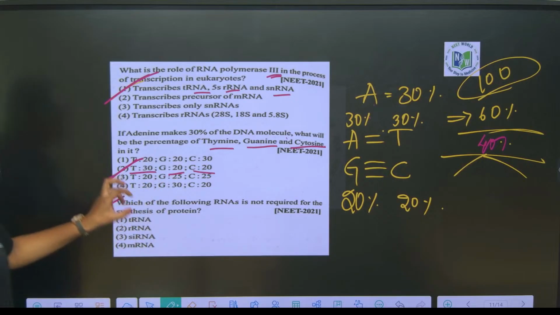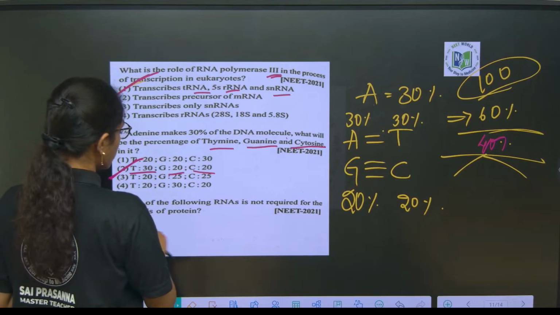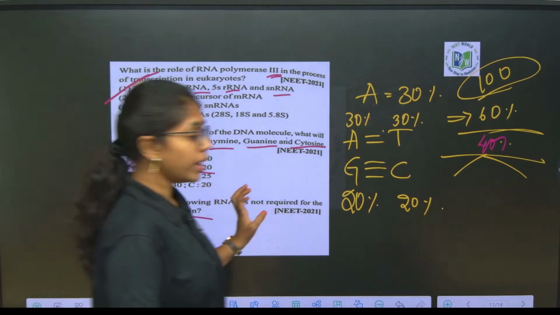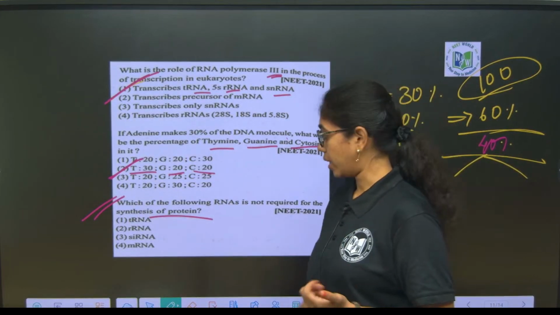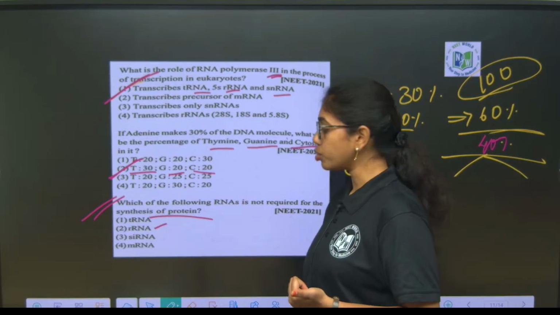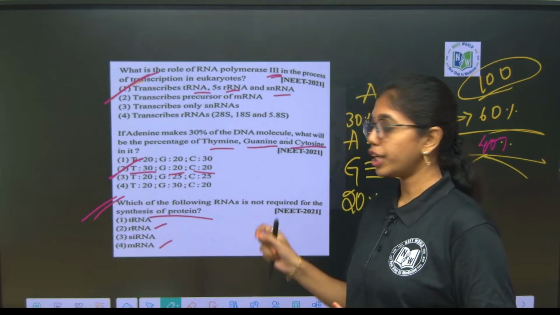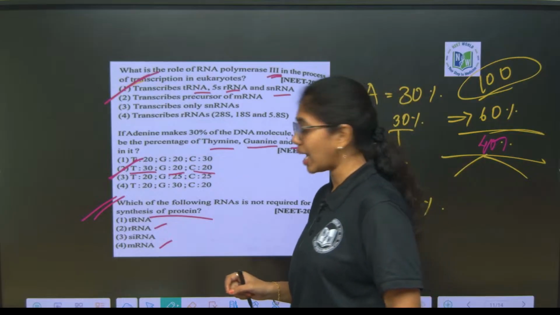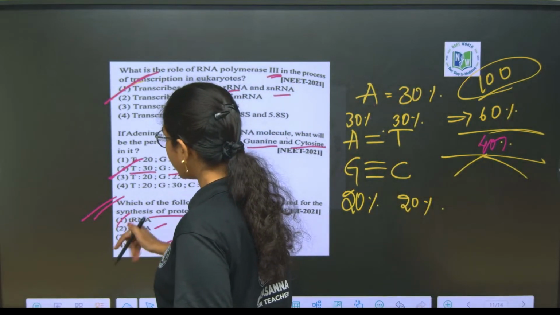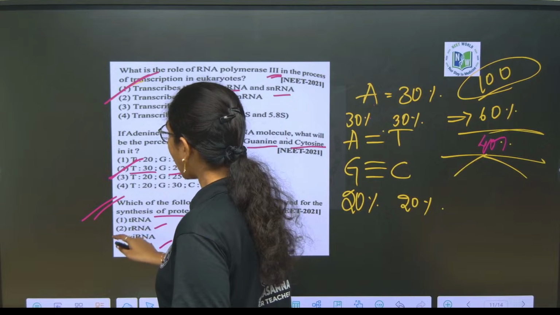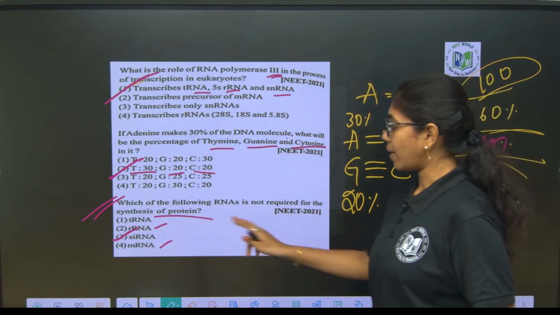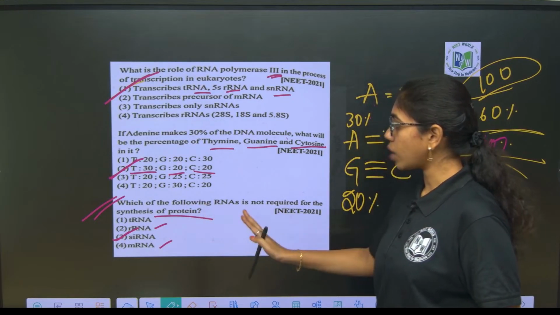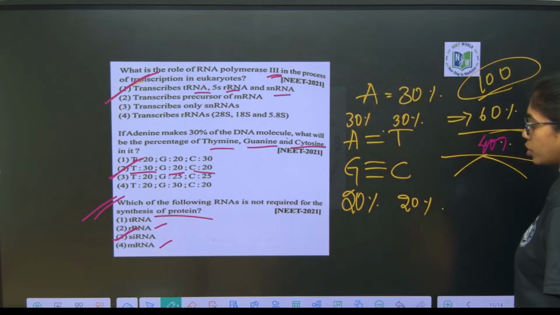Next, this question you see: which of the following RNAs is not required for the synthesis of proteins? Okay. For the synthesis of protein, we need tRNA, mRNA and rRNA. rRNA is the structural ribosome, mRNA carries the genetic codon, tRNA brings the amino acids. So, 1, 3 and 4 are required. Silencing RNA is not required.